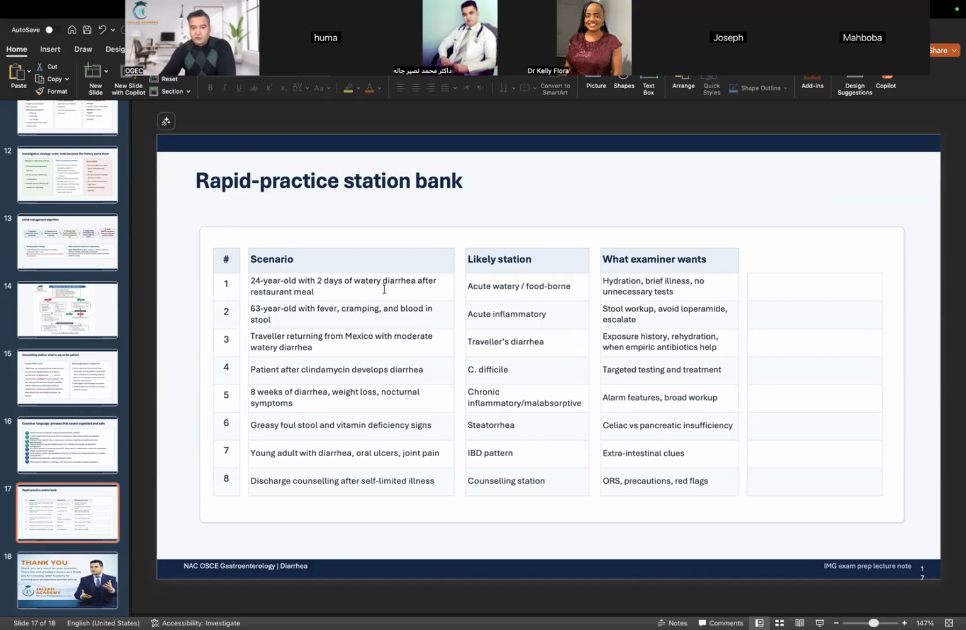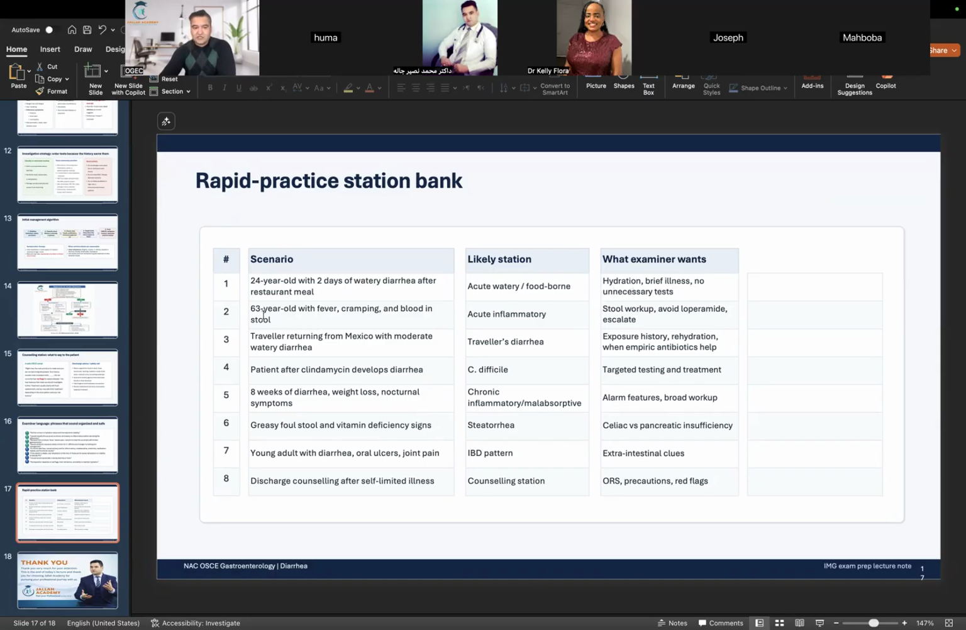If it is acute, what kind of diarrhea is it? It is watery. So it is acute watery, 2 days. What happened after the restaurant meal? So it's foodborne watery diarrhea. So what should I do? Hydration, brief illness, no unnecessary tests. So it means this is self-limited.